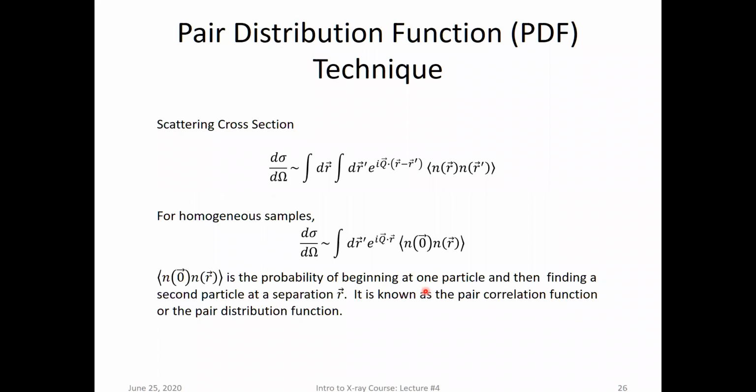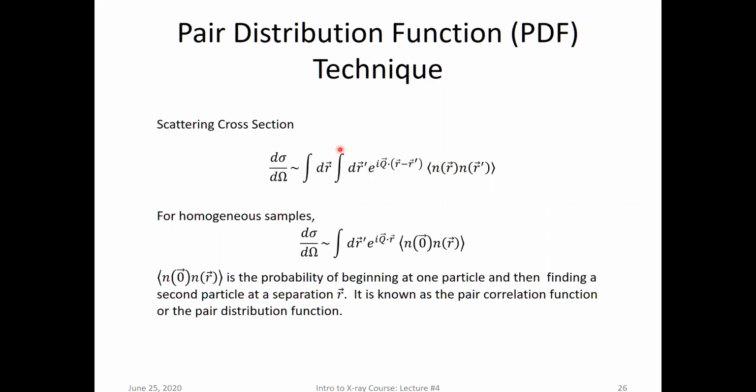Okay. This is then related to another very powerful technique called the pair distribution function technique. It relies on a very simple observation that our scattering cross-section generically looks like the Fourier transform of the density function. But for a homogeneous sample, it doesn't matter where I put the origin of the universe. So when I do my integration, I can say I'm going to set this one object to be at 0, then I'll integrate over r prime.